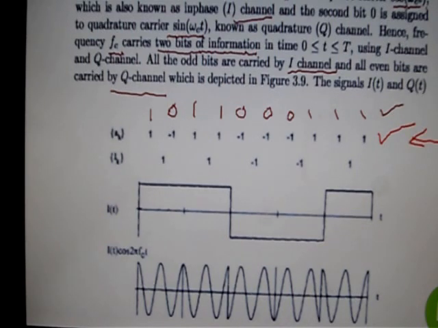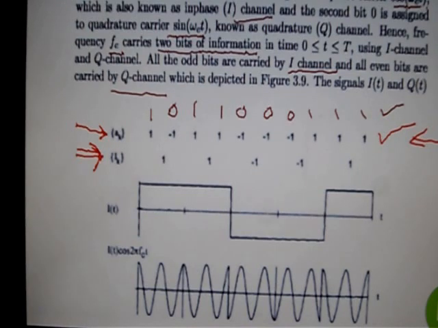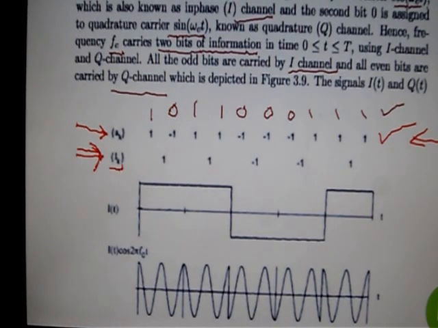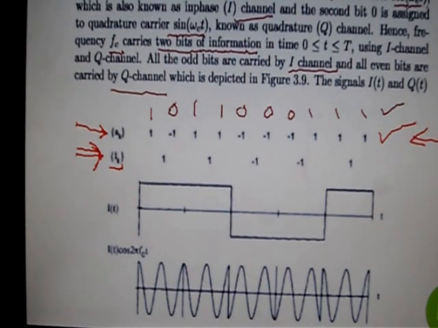Now we separate it in the next phase. We say that this one is the output of polar NRZ source, and now we set I sub k. This is the representation of set I sub k. What is set I sub k? I sub k is a set of all the odd number of bits.